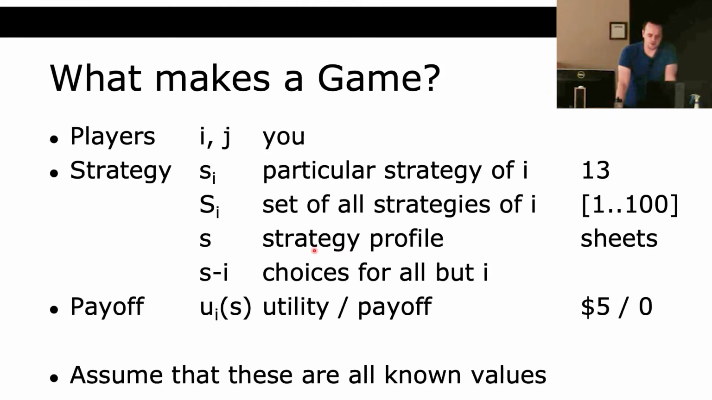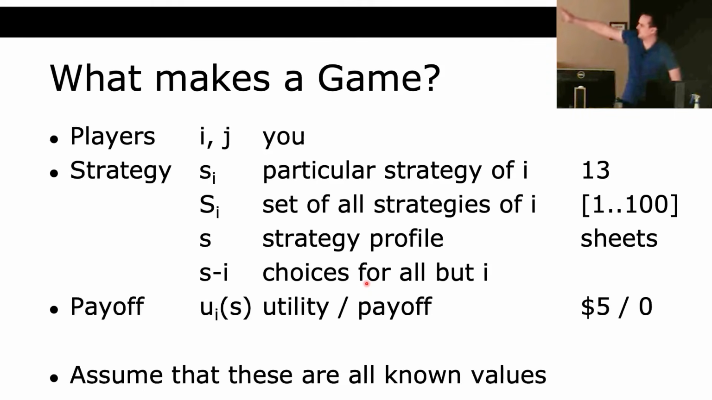S, the strategy profile. A strategy profile, here I said sheets, but the last time I played this, I actually had people write it down and then I counted them up and it took way too long. So that's why I switched to the online thing. But it's a choice for everyone. So the 40 of you who responded, the spreadsheet that I have that lists everyone's choice, that's called a strategy profile. It is a playing of the game in which everyone chose something. And then S minus I would be a strategy profile for everyone but player I.